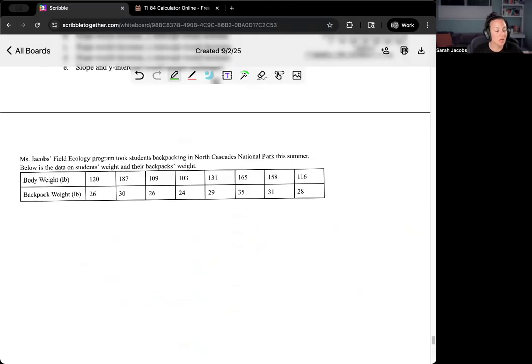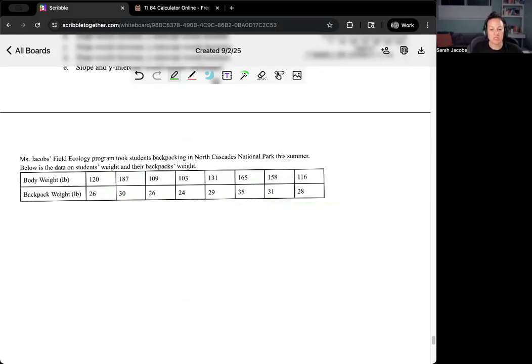So a couple years ago, I was running a field ecology program and we went on a backpacking trip in North Cascades. We got to go along the Pacific Crest Trail, spend a few nights by the river. It was glorious. Go over some really sketchy bridges. So we're looking to see if there's a relationship between body weight and backpack weight. There should be. Ideally, you shouldn't be carrying more than a fraction of your body weight as your backpack weight, just to preserve your knees. It doesn't seem to matter now, but it will.